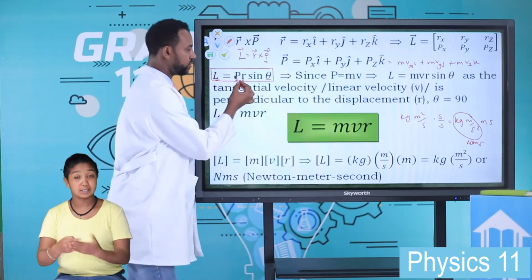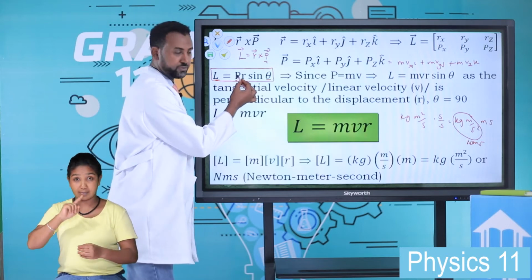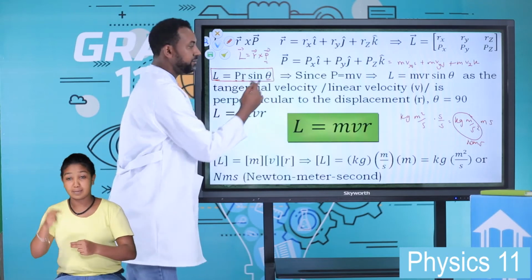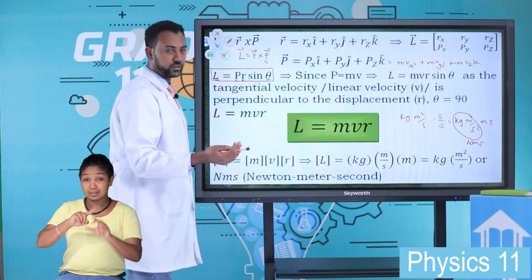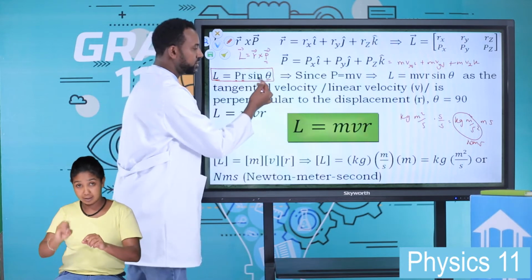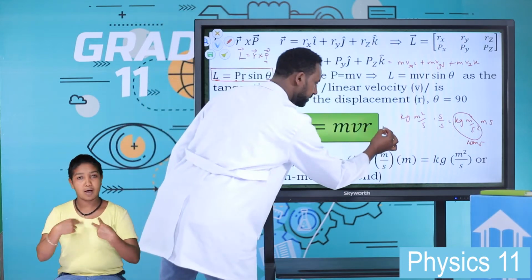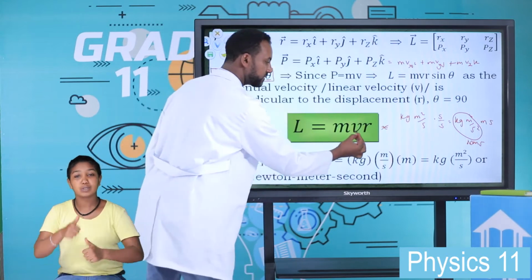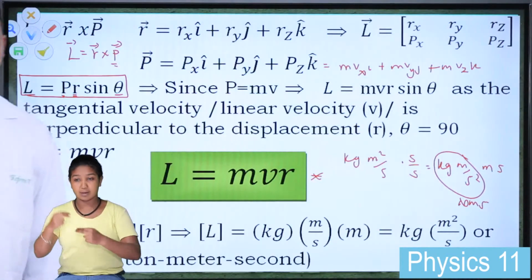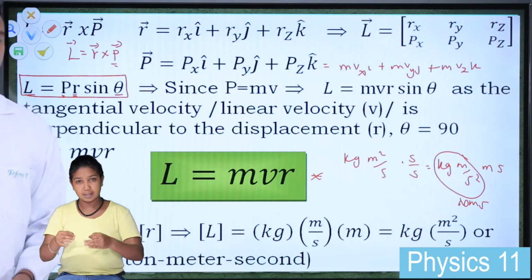In this case, momentum is m times v times r. If theta is 90 degrees, it's possible to substitute sine 90 and have a relation which is mass times velocity times r. It's possible to determine its magnitude.